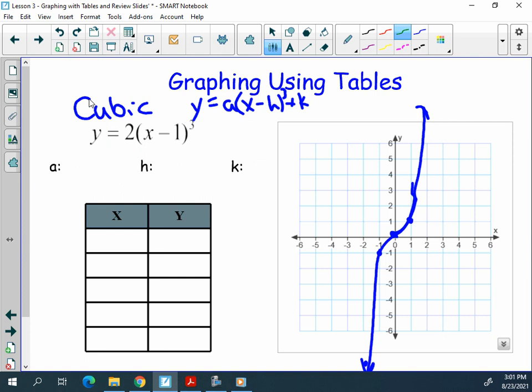So now let's talk about our transformed function. If you look at this equation, your a is 2, which means it opens the same as your parent function. It's not going to flip. It opens the same direction, and it will be steeper, or you could use the word narrower.